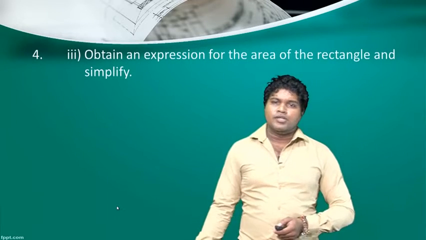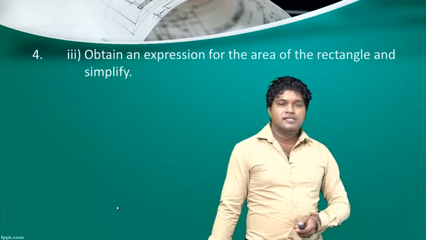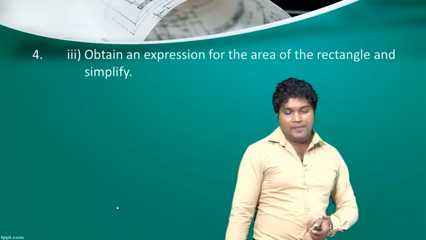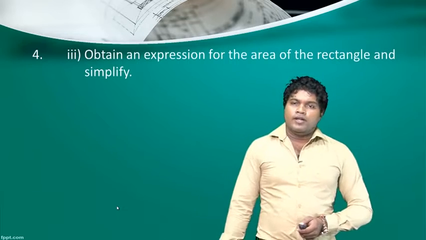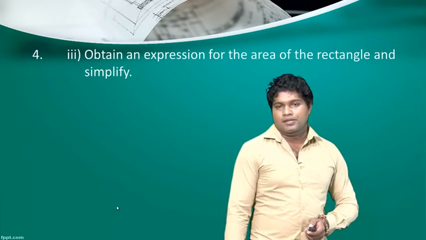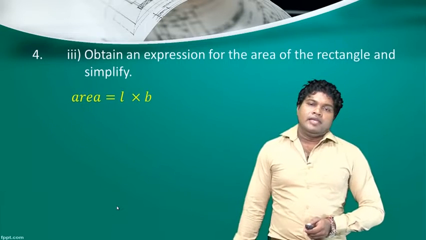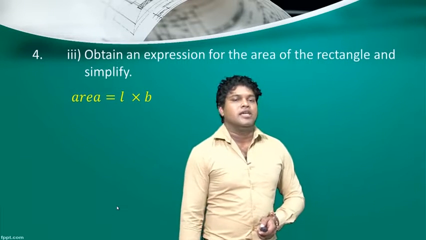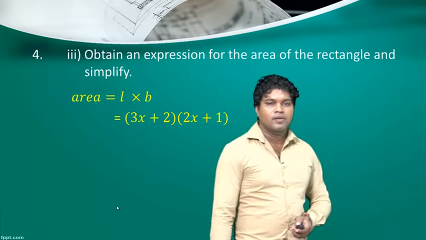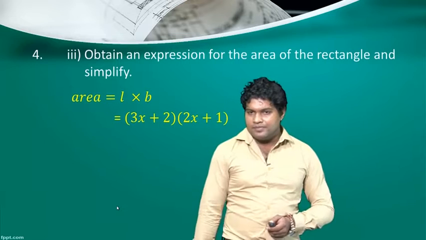Obtain an expression for the area of the rectangle and simplify. To get the area of a rectangle, basically you have to follow length into breadth. Then area is given by length into breadth. You know length was 3x plus 2, breadth is 2x plus 1.